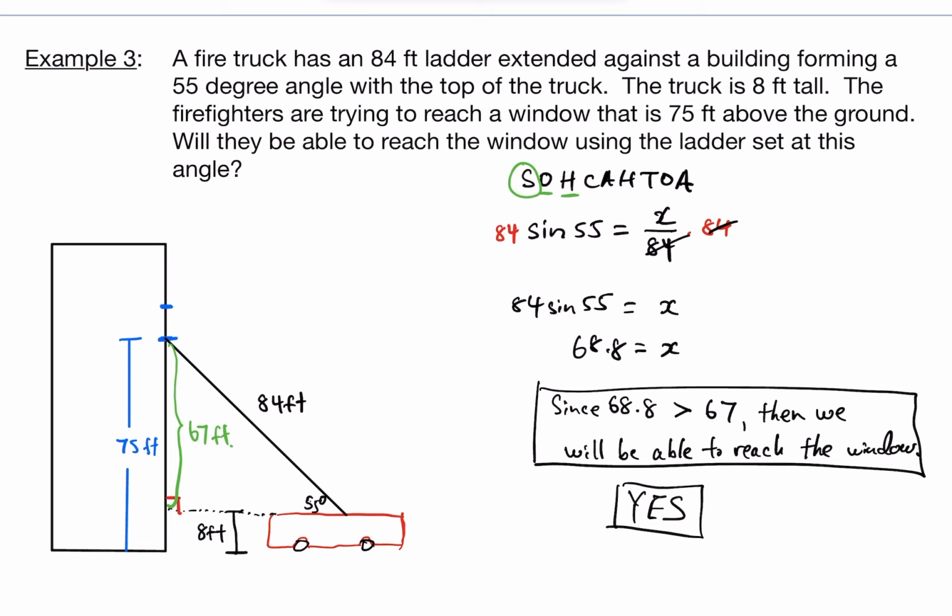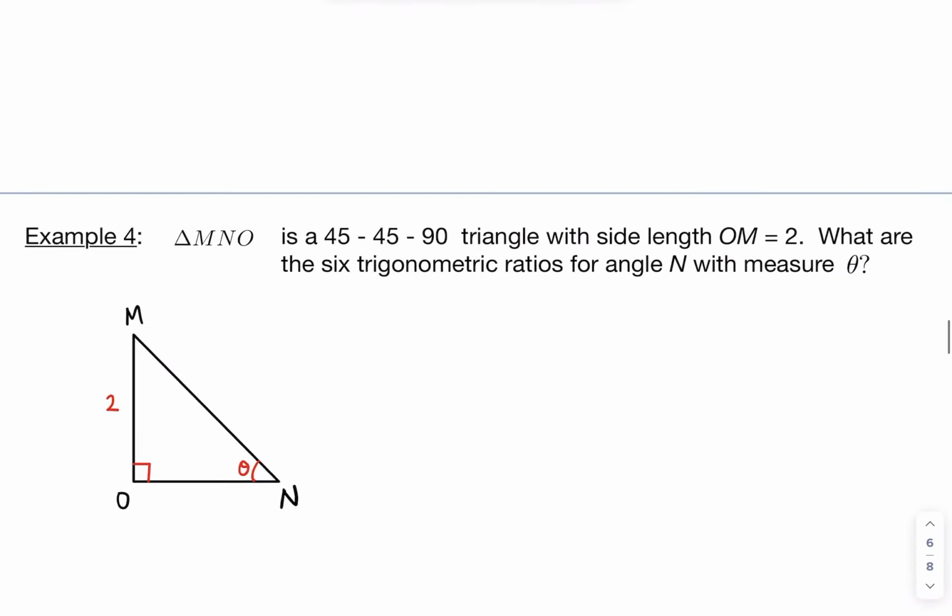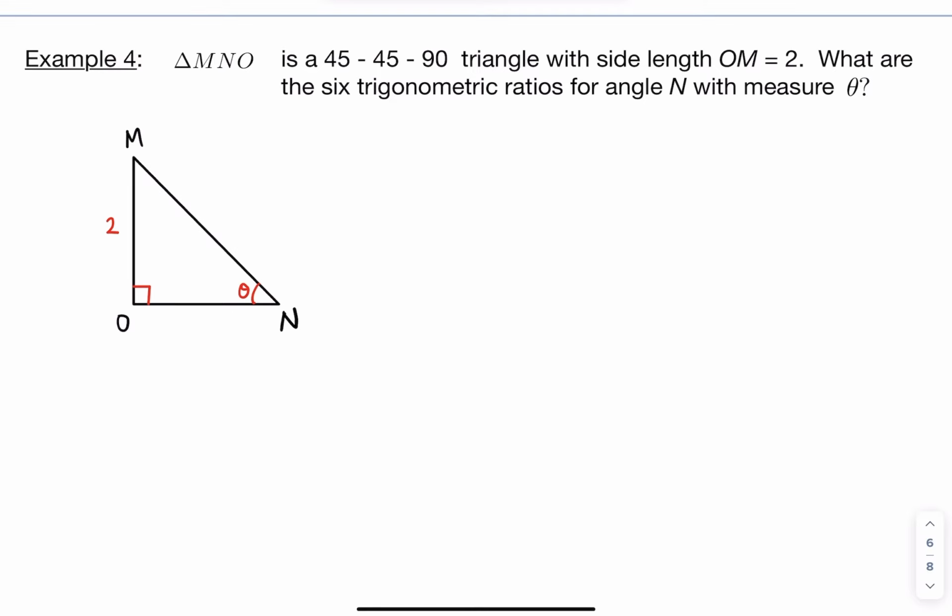Okay, so let's go ahead and move on to example number 4. We're told that triangle MNO, which is right here, is a 45, 45, 90 triangle. That's going to be key, and we'll come back to this. The side length of OM is equal to 2, so this length is 2. The question is, what are the 6 trigonometric ratios for angle N, with measure theta?